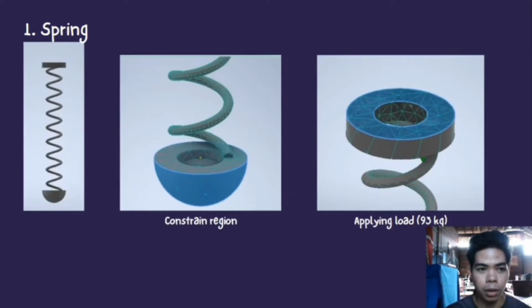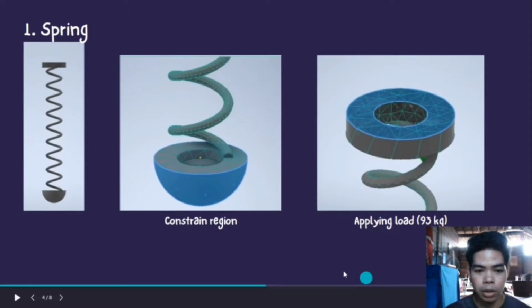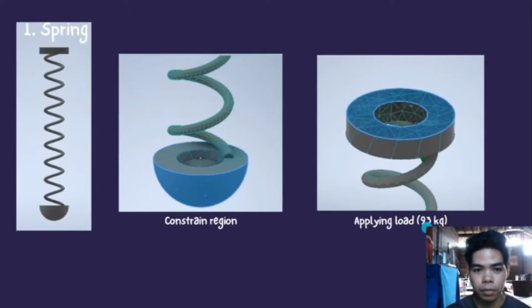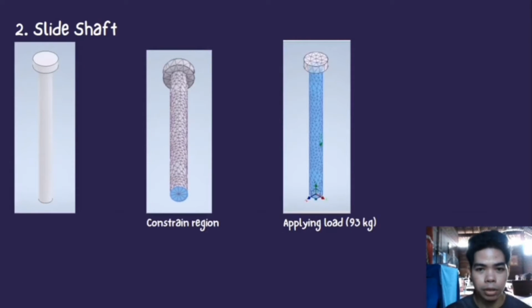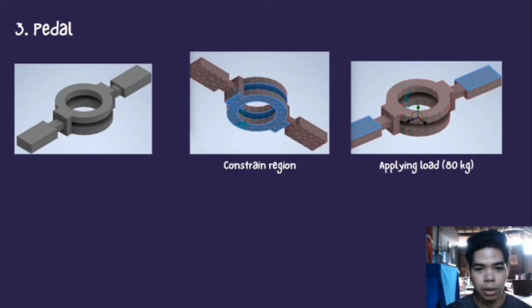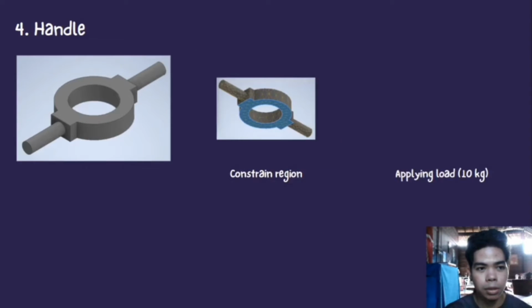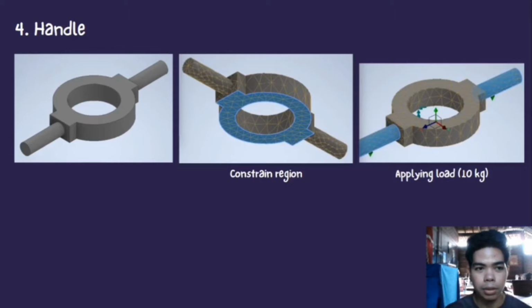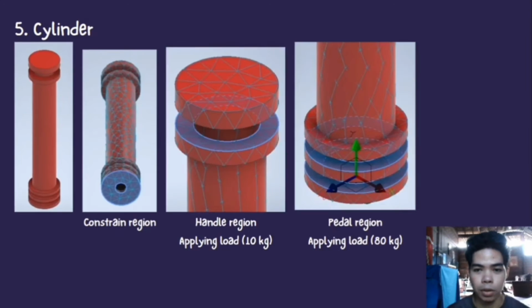So for the first part is spring. You can see here the constraint region and applying load region. This is for slide shaft, for pedal, for handle, and for cylinder.